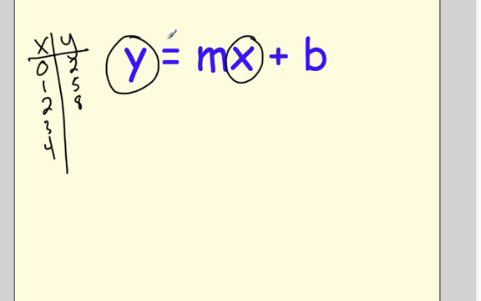Those tend to stay the same. You might change the variables, but this is always going to be our independent variable, and this is always going to be our dependent variable. But what changes in lines, whether how steep it is or how high it is, always has to do with the m and the b part. And this particular form has a special name, and it's called slope-intercept form.